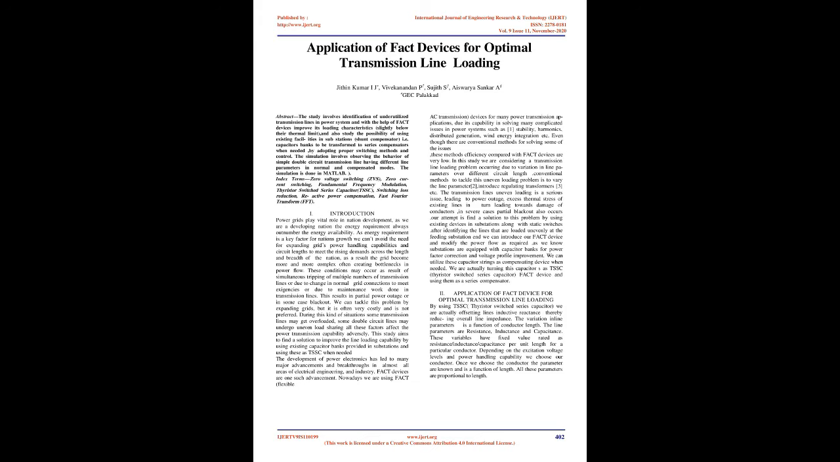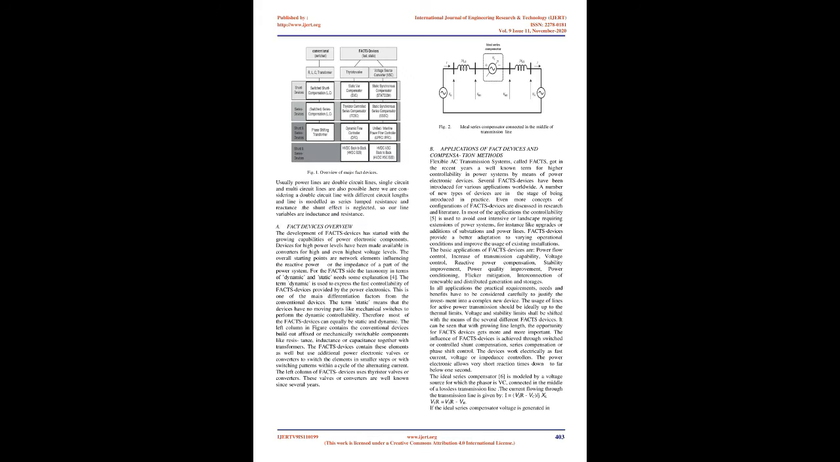Even though there are conventional methods for solving some of the issues, these methods' efficiency compared with FACT devices is very low. In this study we are considering a transmission line loading problem occurring due to variation in line parameters over different circuit length. Conventional methods to tackle this uneven loading problem are to vary the line parameter, to introduce regulating transformers, etc. The transmission line's uneven loading is a serious issue, leading to power outage, excess thermal stress of existing lines, in turn leading towards damage of conductors. In severe cases, partial blackout also occurs.